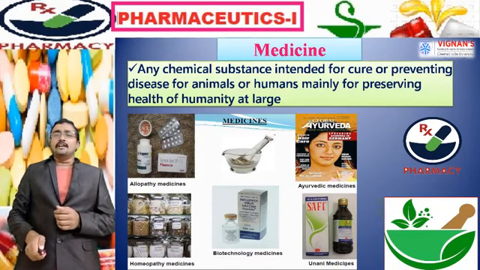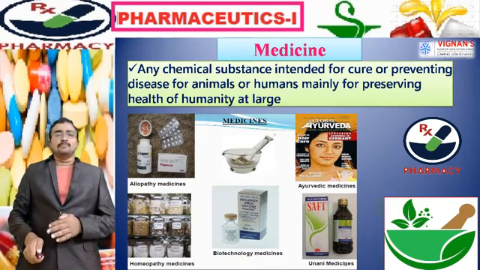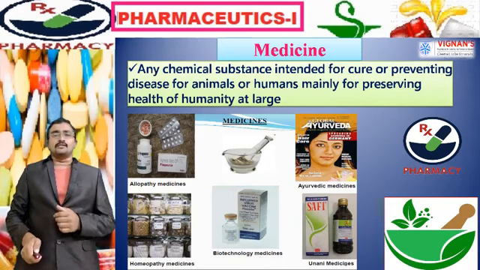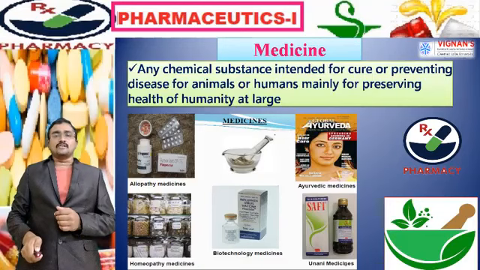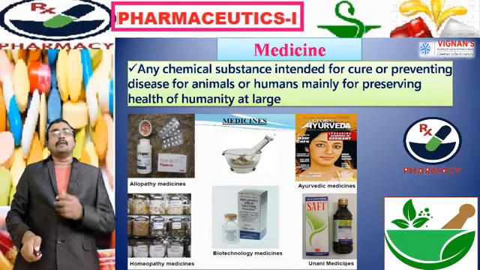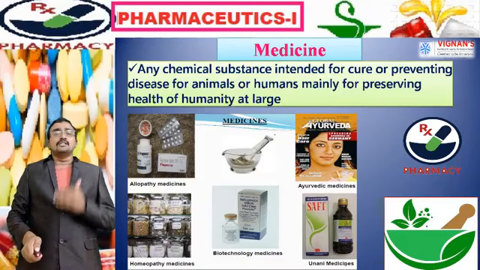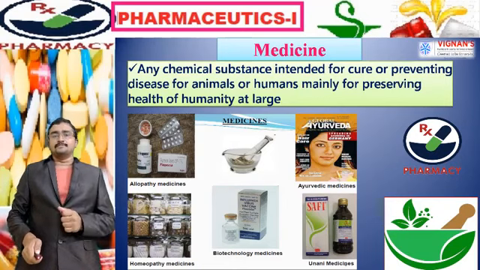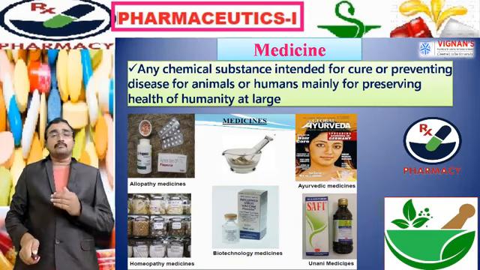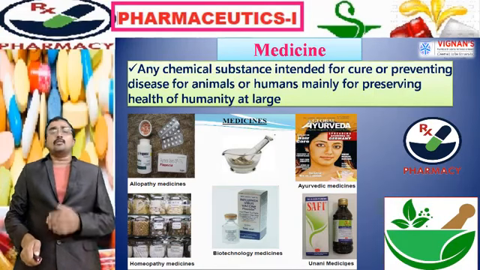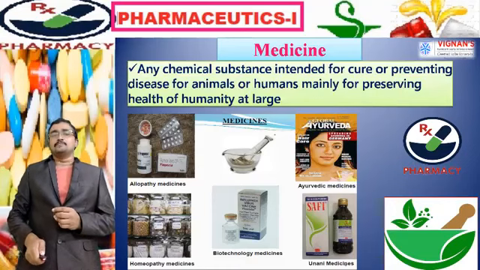Ayurvedic medicine mainly follows the Ayurvedic books for preparing these medicines, and ancient people established these Ayurvedic medicines. Mainly Charaka and Sushruta developed these Ayurvedic medicines. Unani medicines also consist of a number of constituents of drugs, and homeopathic medicines also come under these.